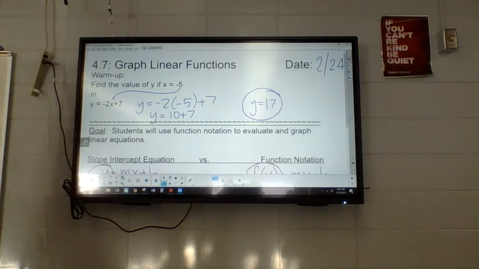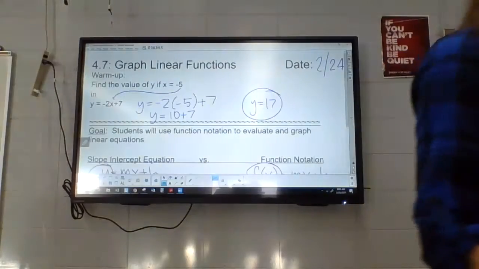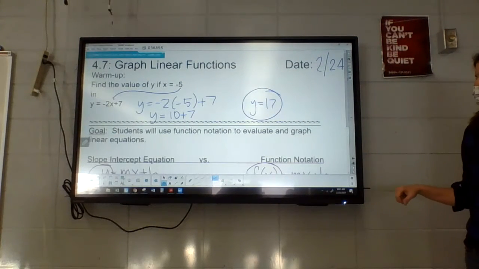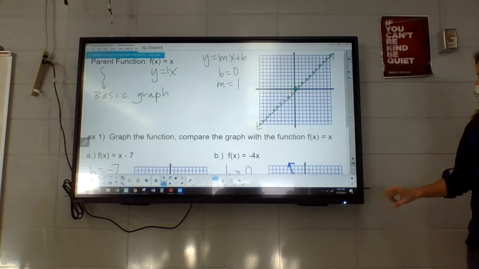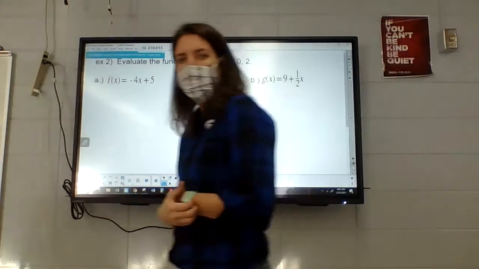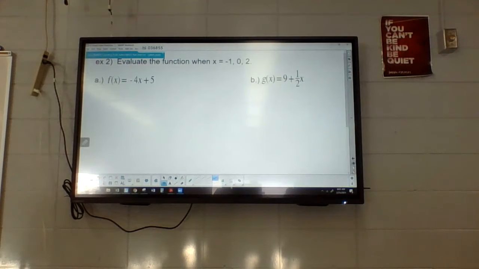You guys were doing a great job with the graphing yesterday, so I didn't want to push that and try to rush through these, just knowing we had the time. So we're going to this part. Is everyone able to find that?